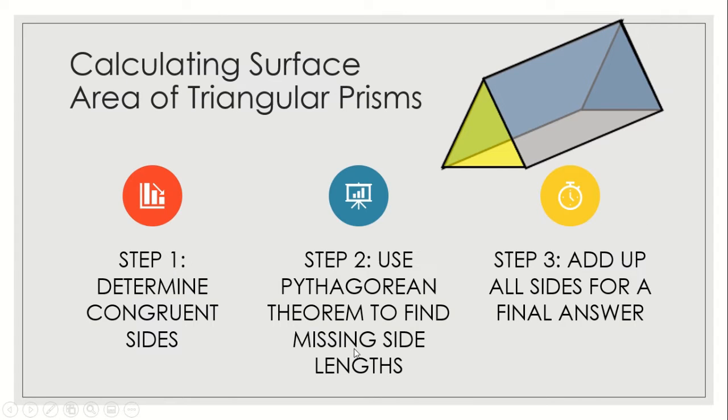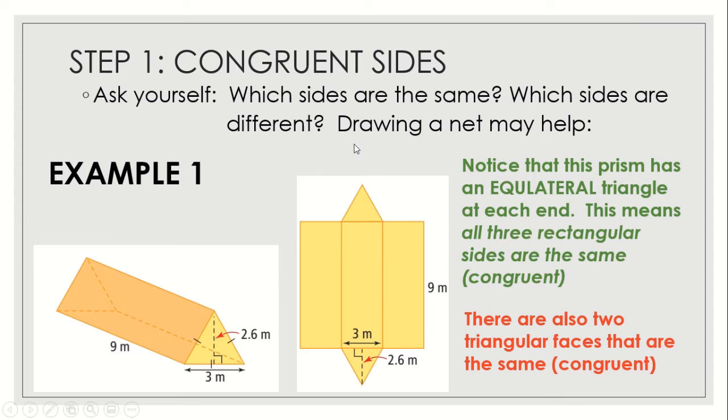So we need to simply take that and apply everything you've learned from rectangular prisms and now triangles, and put that into a triangular prism. So we'll do this in 3 steps. You're going to determine how many sides are congruent, or the same, within a triangular prism. This will reduce the amount of work that you have to do. Then, if there's any sides missing, you may need to use the Pythagorean theorem to find those missing sides. And finally, you're going to add all of your sides together and calculate the total surface area of that triangular prism. Here's some examples.